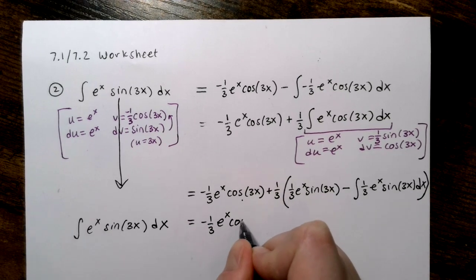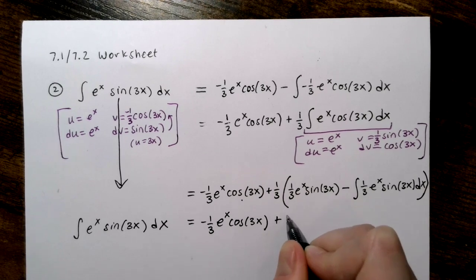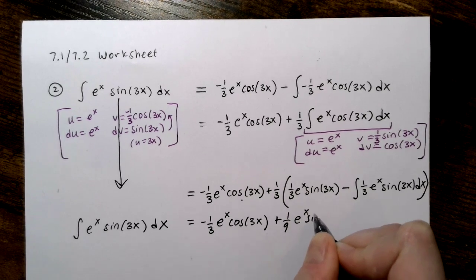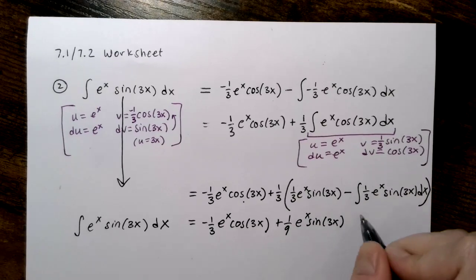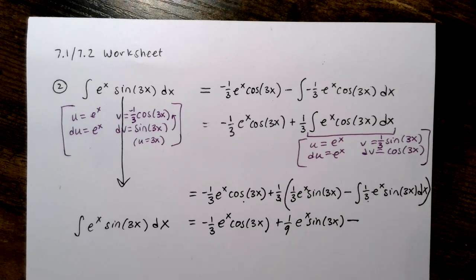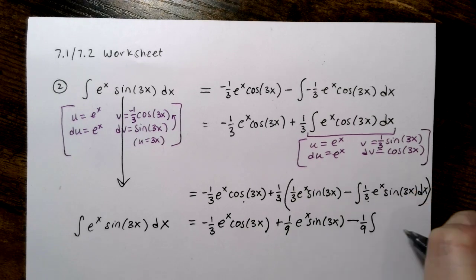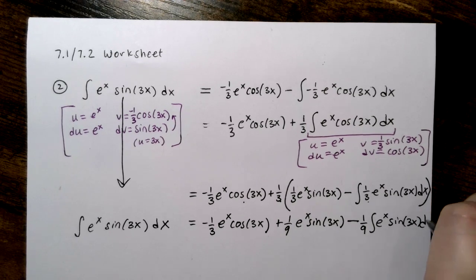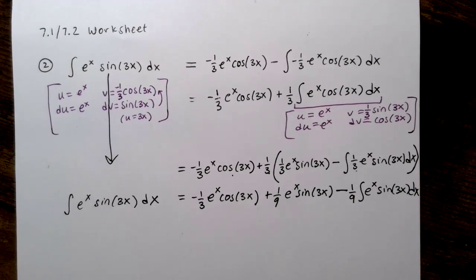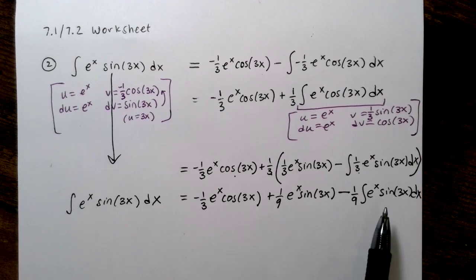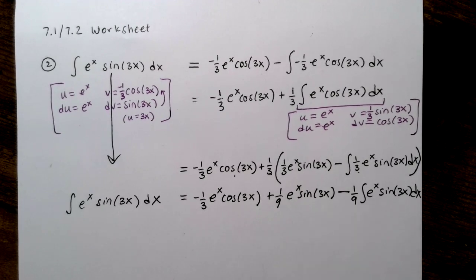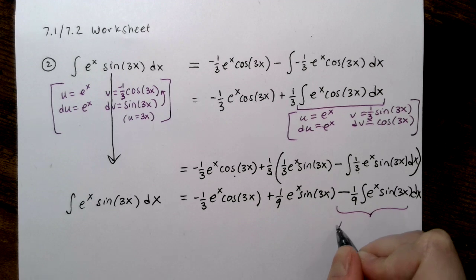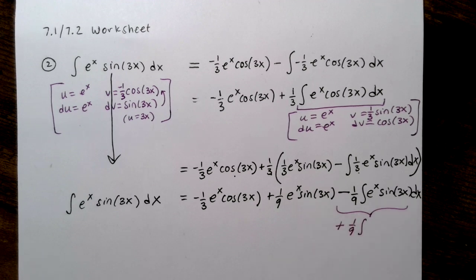So this term stays the same. This term, we just end up with a 1/9. And then we have minus, this 1/3 and this 1/3 give me a 1/9. Just barely fits on the page. There we go. Okay, so I need to take this integral, this whole piece here, and add it to both sides so that it combines with this one over here. So I'm going to add 1/9 of this integral, add 1/9 of this integral.